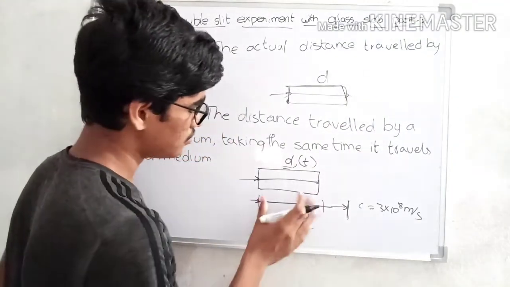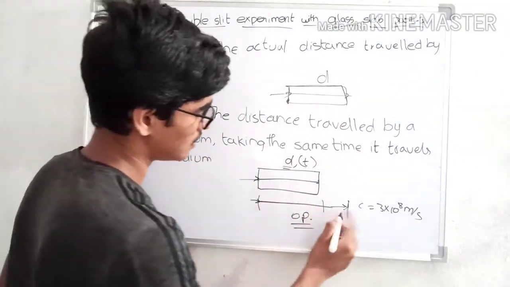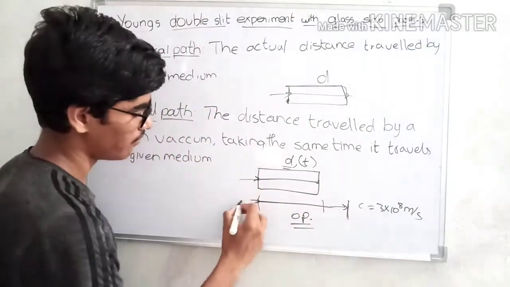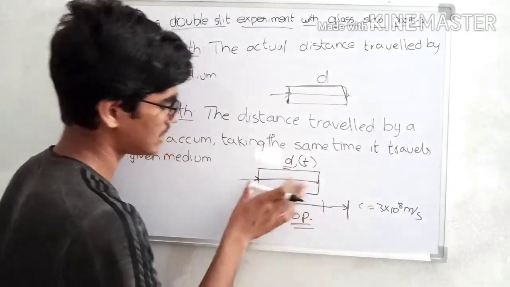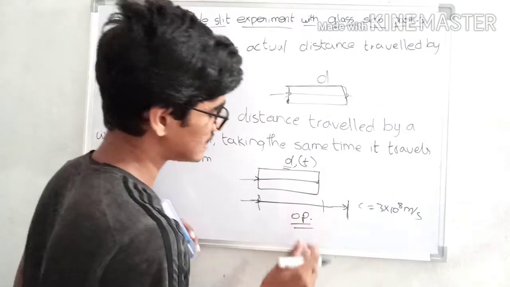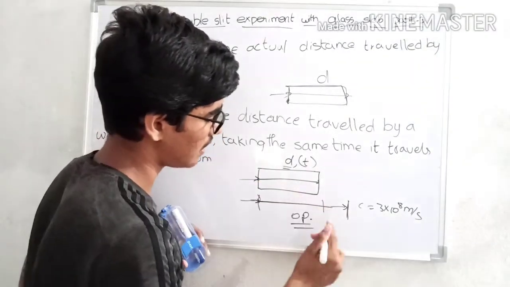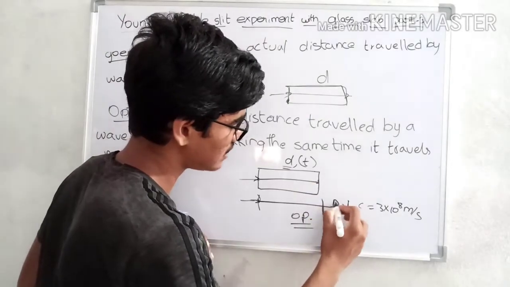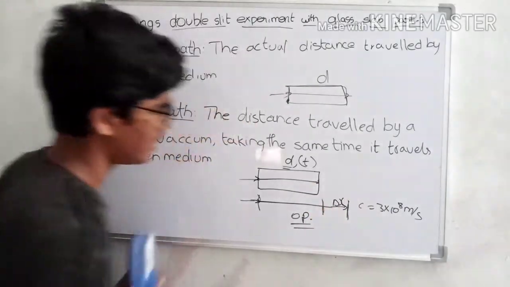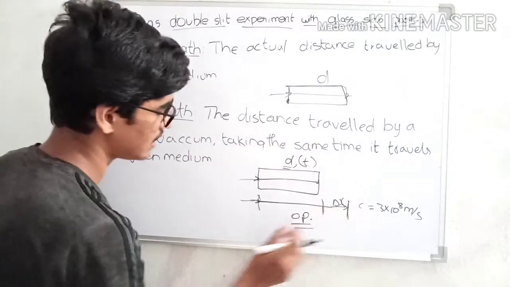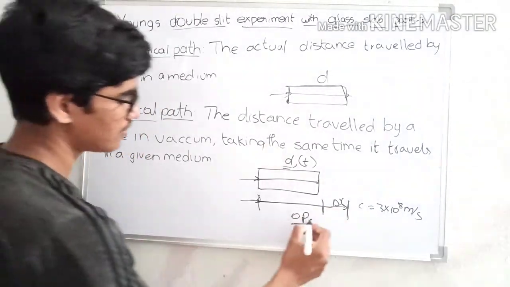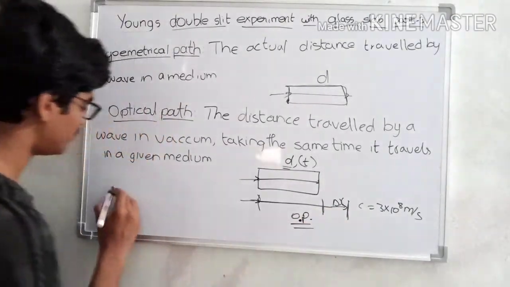Now consider two rays. One ray is traveling in vacuum and another ray is traveling in a glass slab. Because the second ray travels in the glass slab, a path difference delta x is created. For this path difference delta x, first we have to derive the optical path.